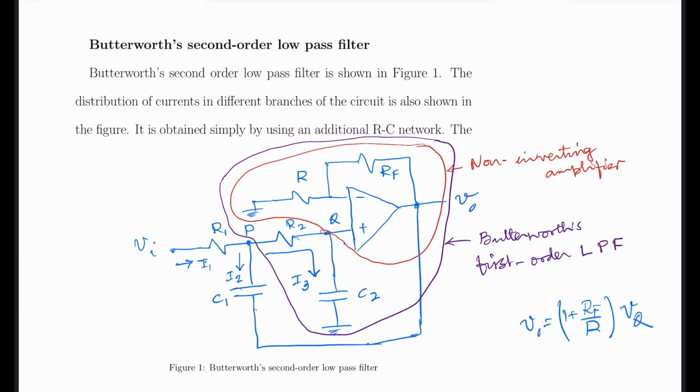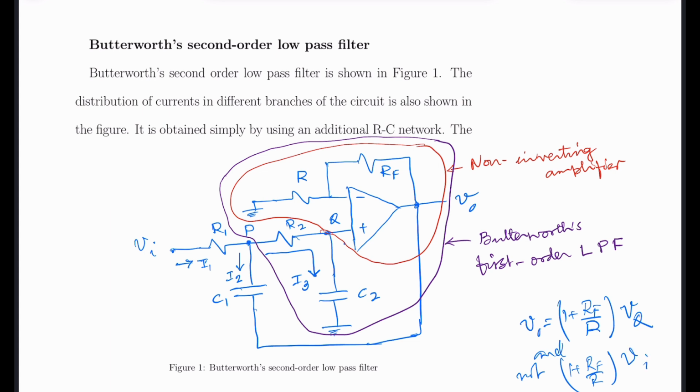If you break up the circuit, it will be easier for you to remember the circuit diagram of the Butterworth second order low pass filter. The circuit enclosed in the red line is your non-inverting amplifier whose output V0 is equal to 1 plus Rf by R into Vq, and not 1 plus Rf upon R into Vi, where Vi is the applied potential here.